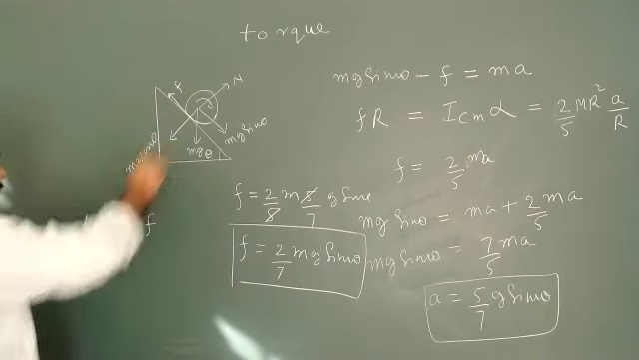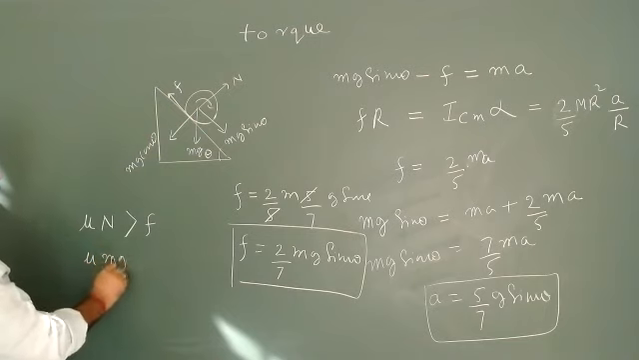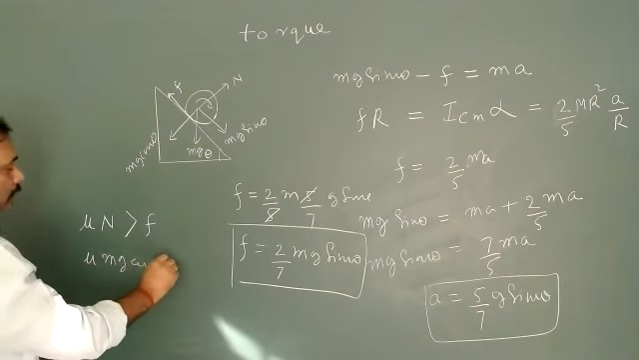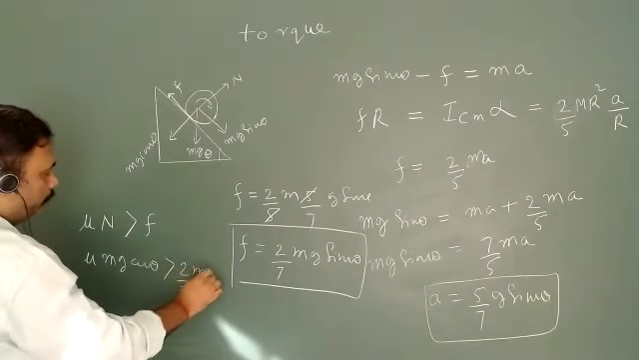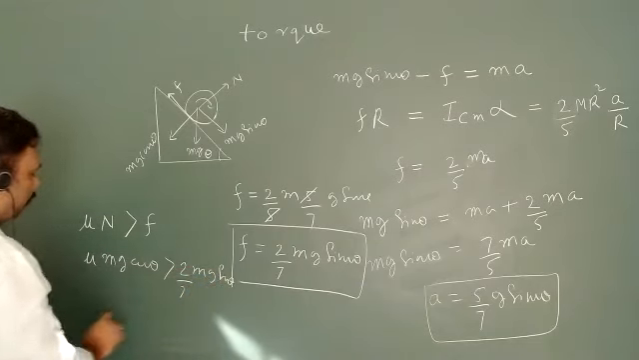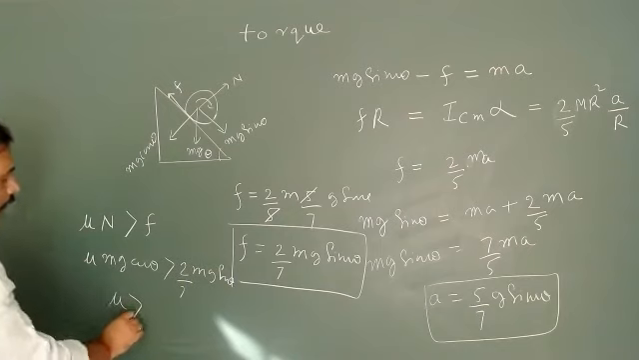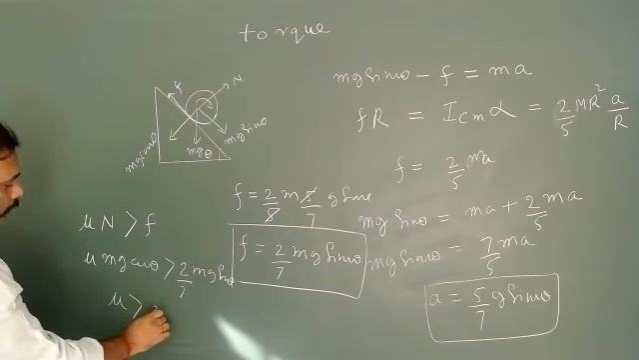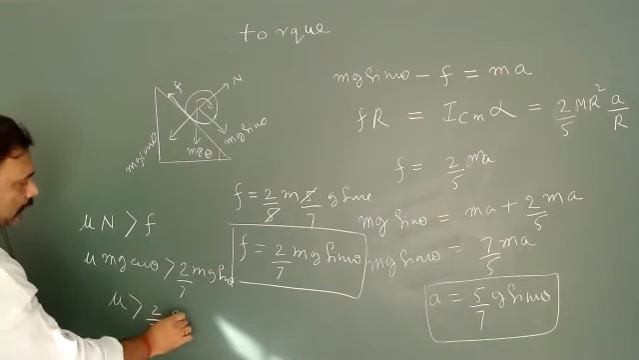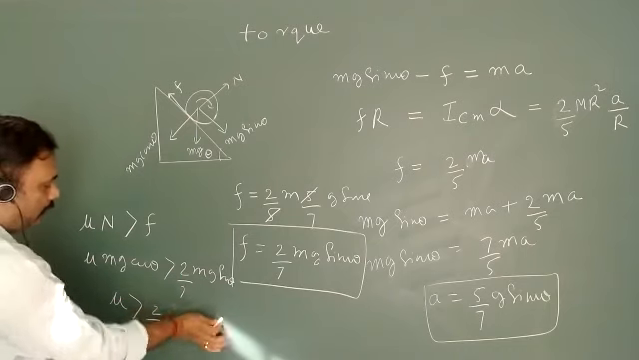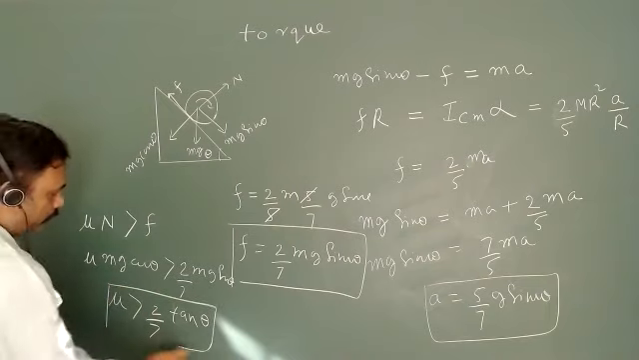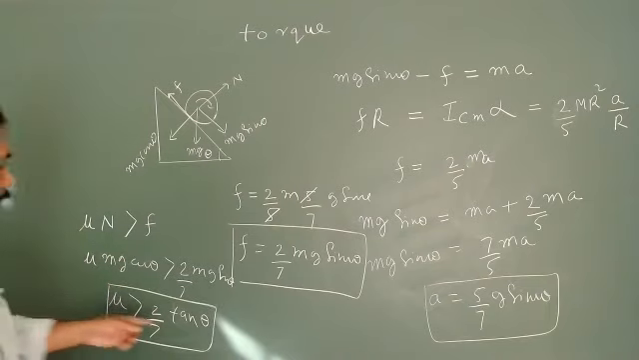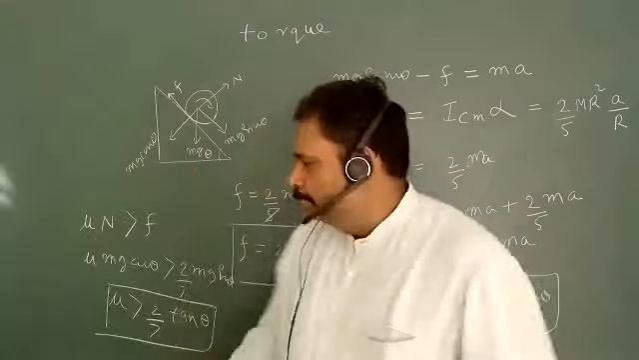This can be balanced. So that will be mg cos theta is greater than 2/7 mg sin theta. So mu will be something 2/7 tan theta. That should be some number. Okay, 2/7 tan theta. So this is the limiting case.